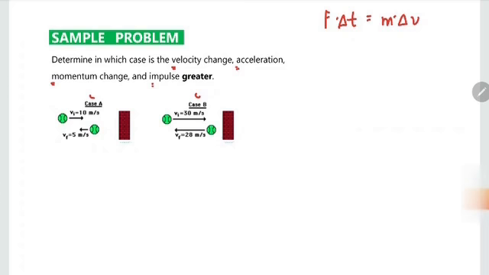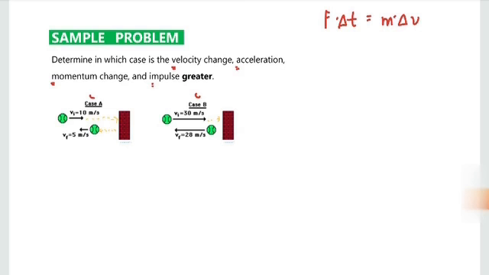Okay, let's read the situation. You hit the ball against the wall, right? Of course, the ball is elastic, so it bounces back. From 10 meters per second, it slowed down to 5 meters per second. And in case B, it was 30 meters per second, and after it hit the wall and bounced off, it became just 28 meters per second. Okay?